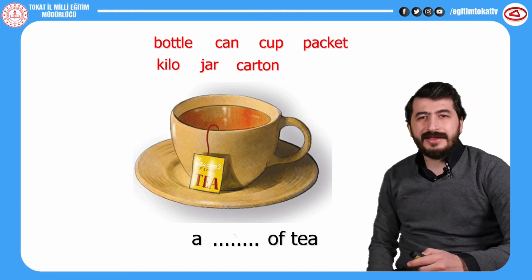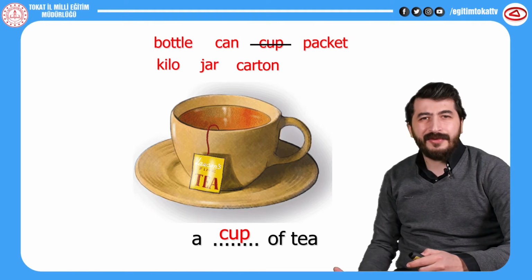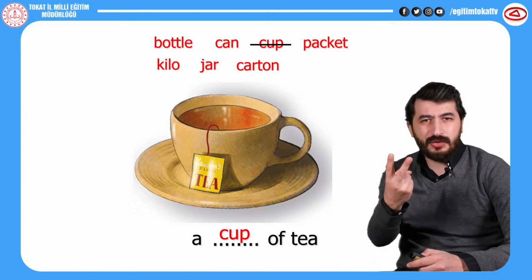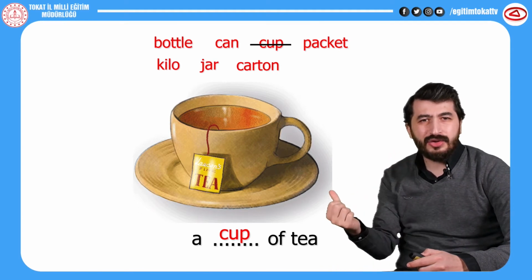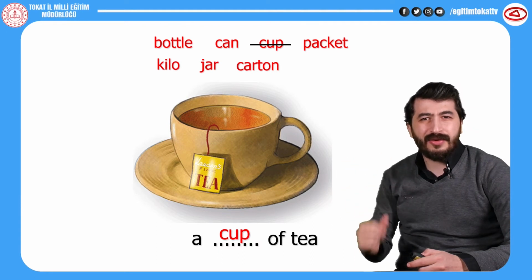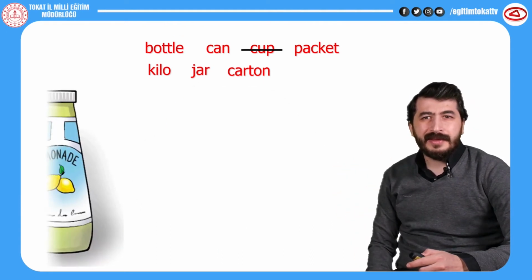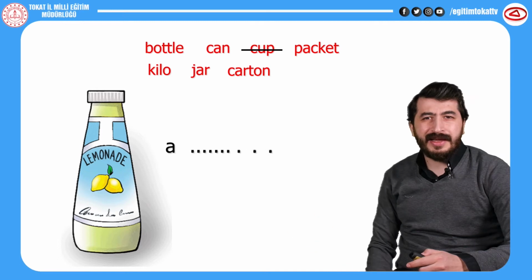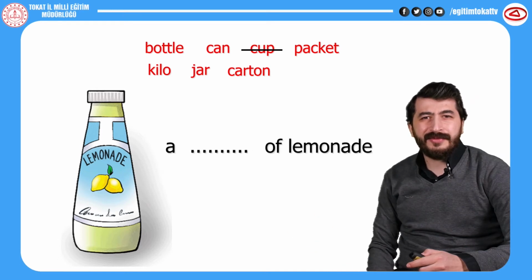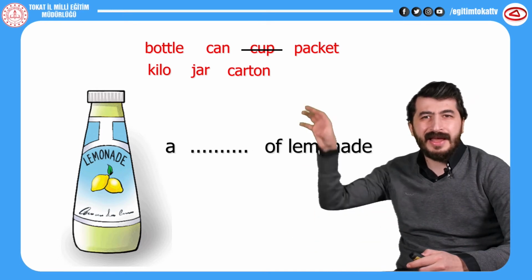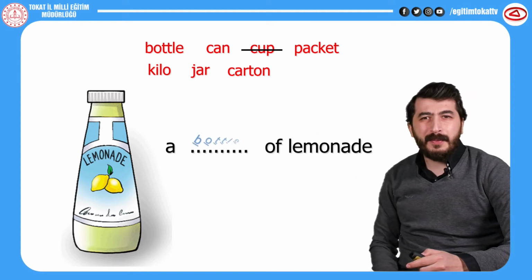I think you know it. A cup of tea, a cup of coffee. If you want 2, how can you say 2 cups of tea? And here we have a lemonade. So a blah blah of lemonade. How can we say? A bottle of lemonade.